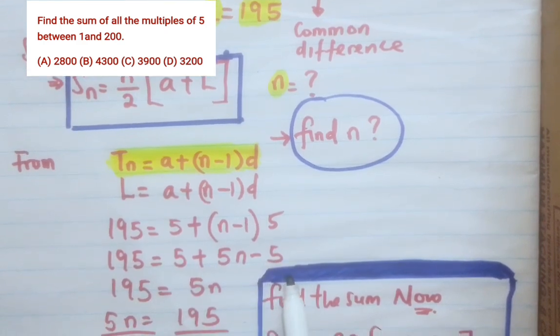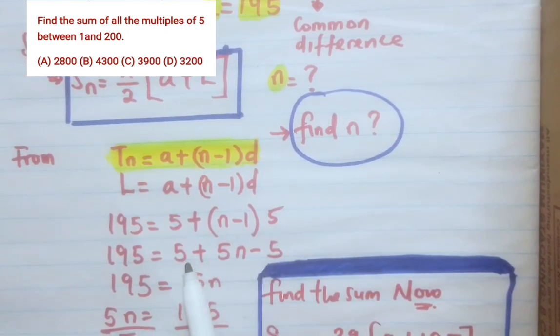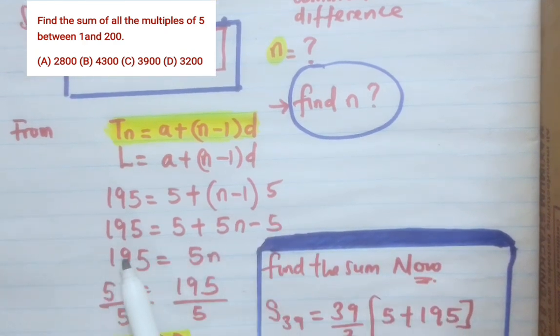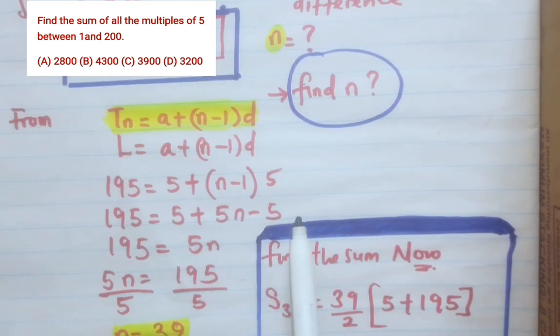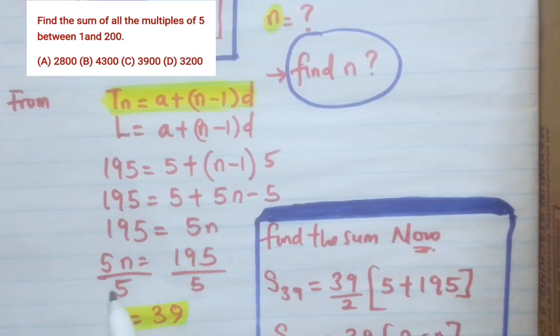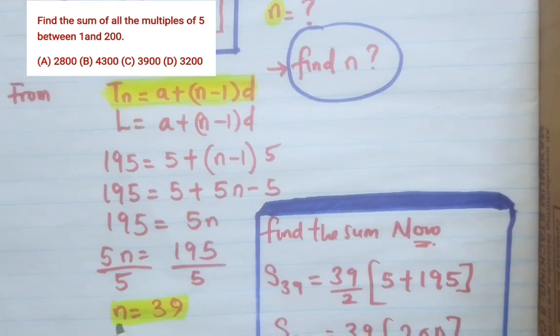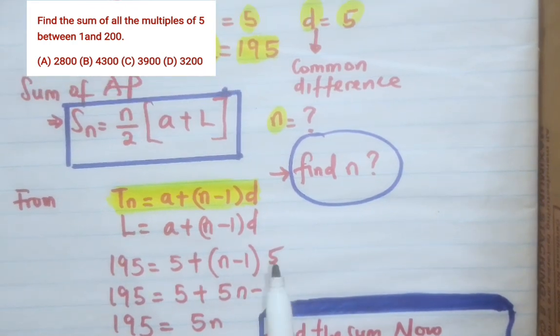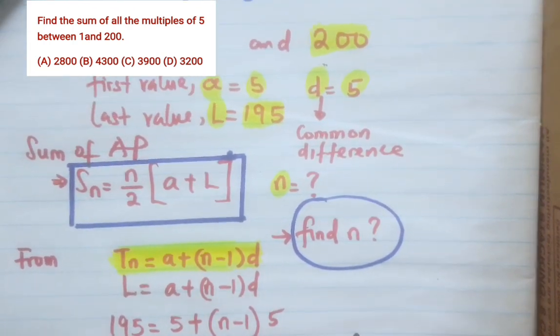The next thing is to take the like terms, but instead of wasting your time, you can see from the right hand side that 5 minus 5 is 0. So everything here cancels out, and you're going to have only 5n on the right hand side. Then you have 195 equals 5n. The next step is to divide both sides by 5. So you have 5n over 5 equals 195 divided by 5. You're going to get 39. That means this 195 is the 39th term.